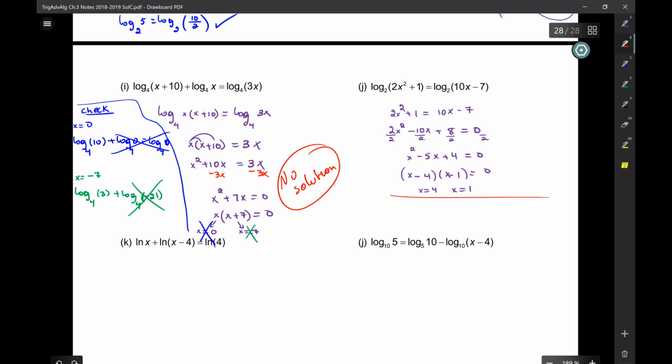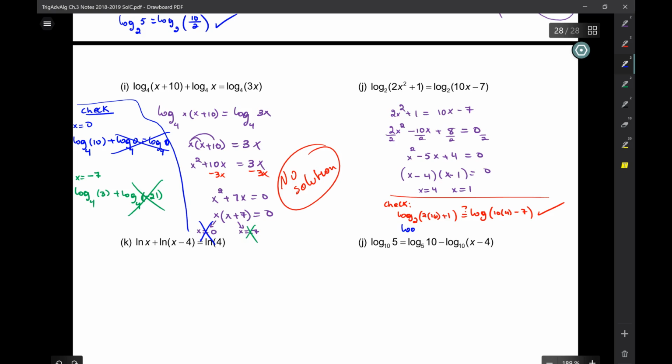Then we have to check. So let's check x is 4. Log base 2 of 2 times 4 squared, that's 16, plus 1. How much is that in your head? 33. Does that equal log of 10 times 4 minus 7? 40 minus 7 is 33, it works.